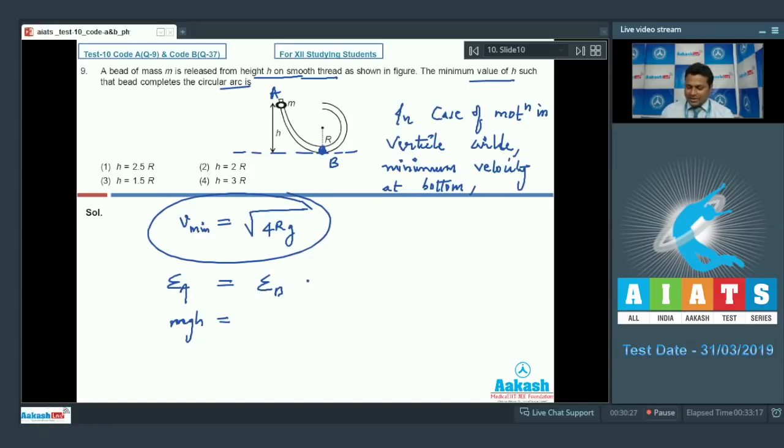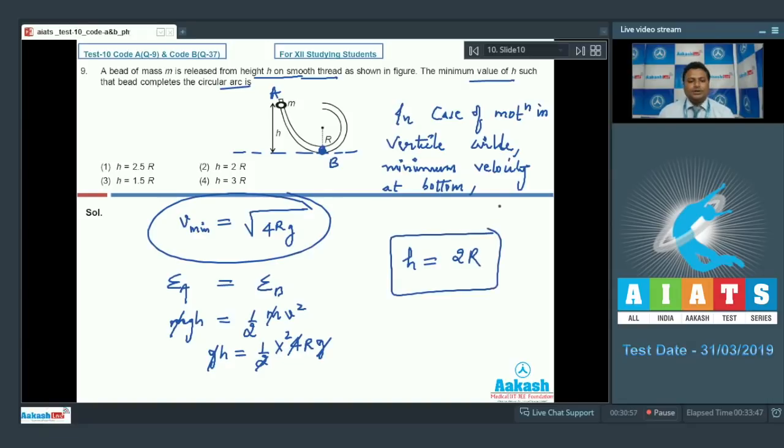Now at point B, it is at the reference line, so potential energy will be 0. It will have kinetic energy, that is half mv square. Now m and m will be cancelled out. We can write gh as 1 by 2 into v square, that is 4r into g. So 2 to the 4. We have got h as 2 times r. So the height we have got is twice of r, and after looking at the options, we can say that option number 2 is absolutely correct. So we will go with option number 2.